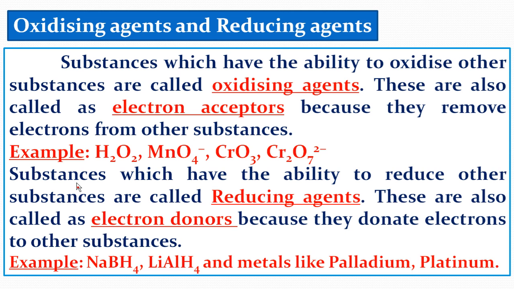Then the substances which have the ability to reduce other substances are called reducing agents. For example, NaBH4, LiAlH4 and metals like palladium, Pd, and also platinum, Pt. So these are reducing agents. These are also called electron donors because they donate electrons to other substances.